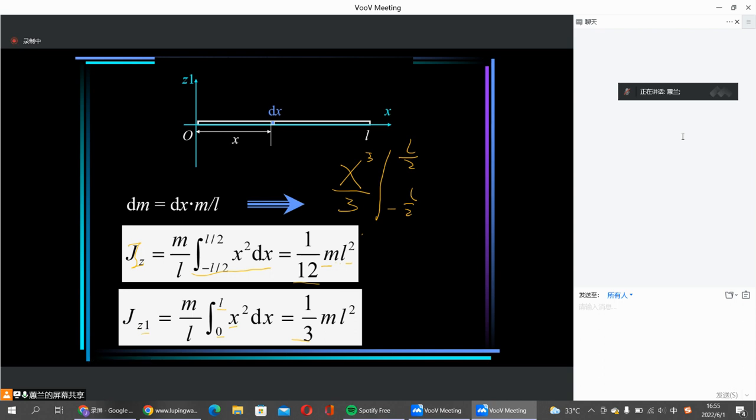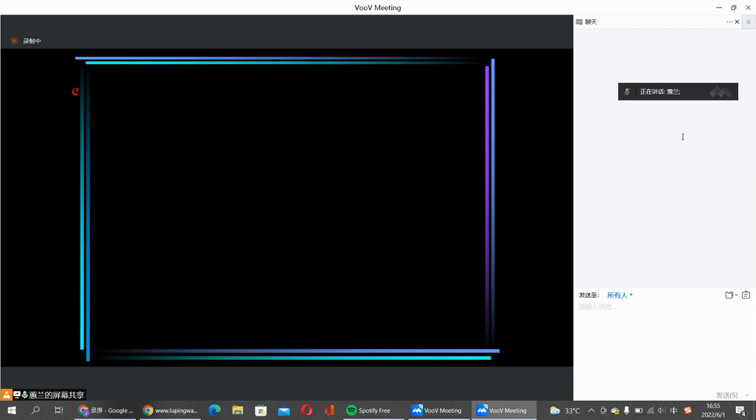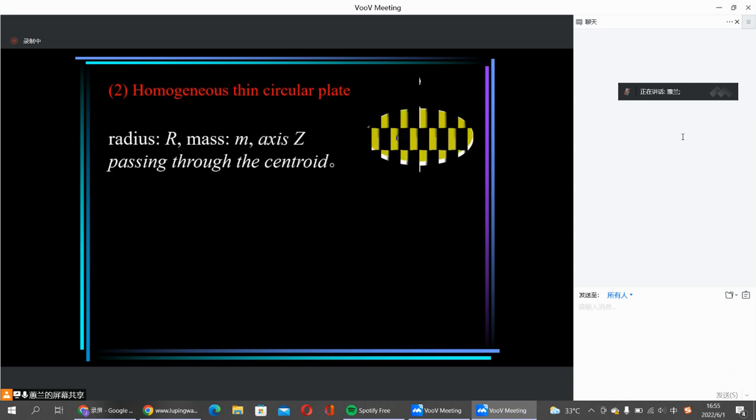So you see, about different axes, the mass moment inertia is different. Again, it's very, very important. When you talk about the mass moment inertia, you need to specify the axis. So we can continue the study.